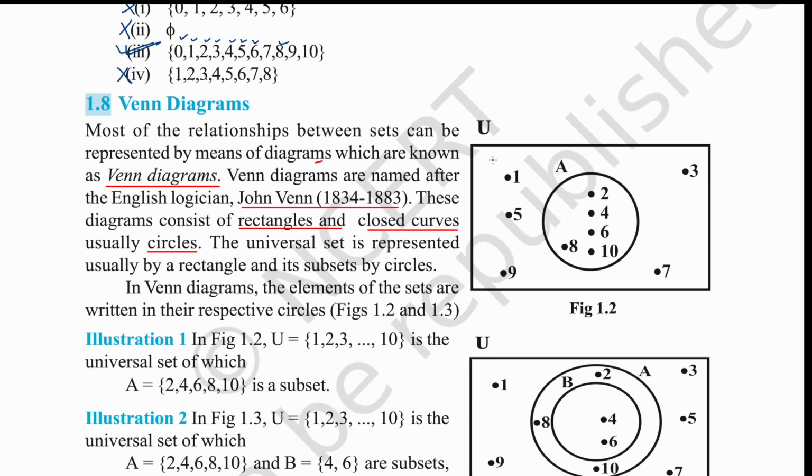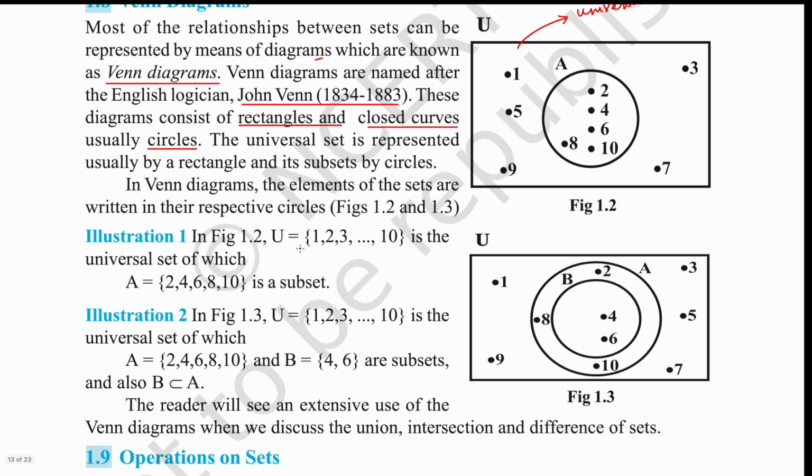The rectangular part, so suppose this is the representation. There is a rectangle here, and there is a closed curve, which is a circle. Usually this rectangular part represents the universal set. We studied the universal set in our last lecture, right? And this circular closed curve basically represents the set, or the elements inside it. So let us take an example and try to understand.